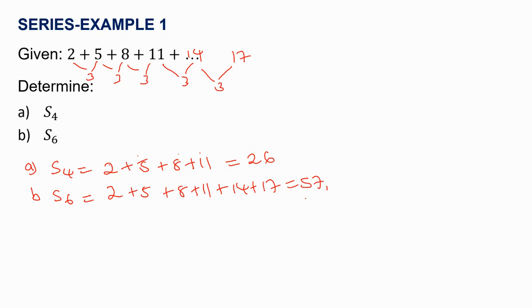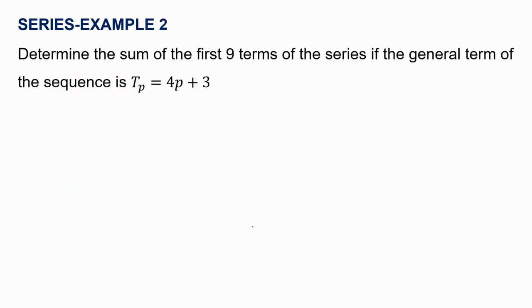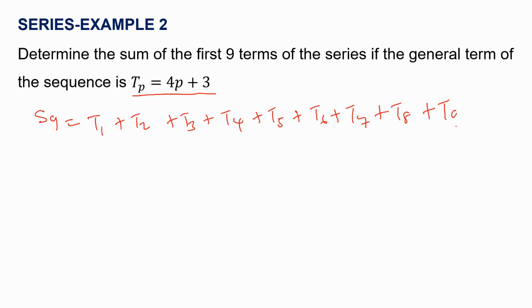Right. So now if I say find the sum of the first 20 terms, are we going to add like this? You'll find out in our next lessons. You see that we have formulae that we can use to deal with this. But now let's just introduce this. All right, the other question says, determine the sum of the first 9 terms of the series if the general term of the sequence is Tp equals 4p plus 3. So now it means we need to find the terms of this series. So S9 is going to be T1 plus T2 plus T3, goes on like that, plus T9.